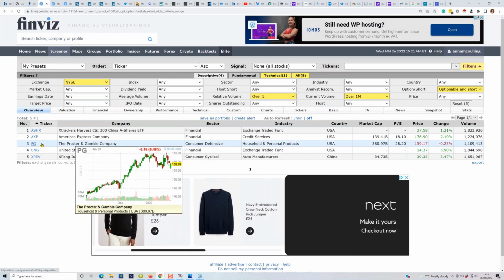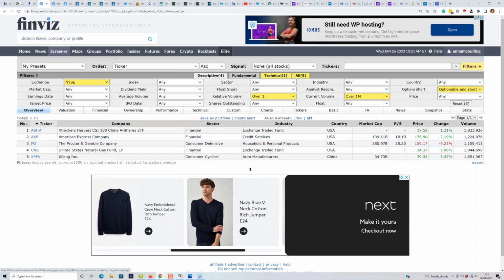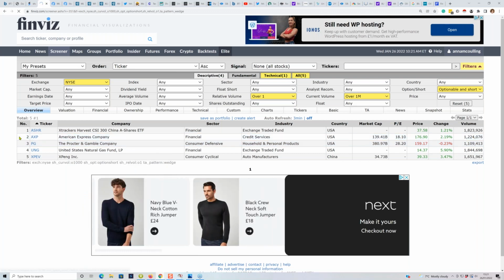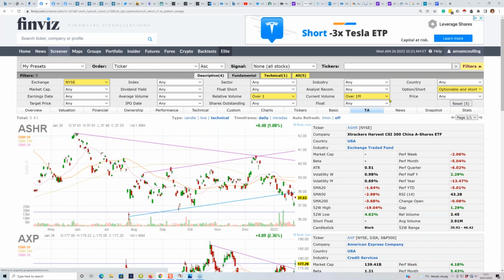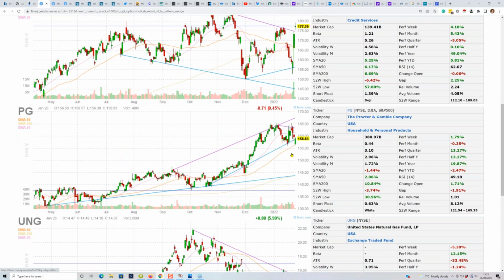Find it. Let's have a look at this one. It's Procter & Gamble. Let's have a look. Let's put TA on it. There we are. Right, what I mean by wedge is Procter & Gamble. Here we are. I really want to see its trend lines.